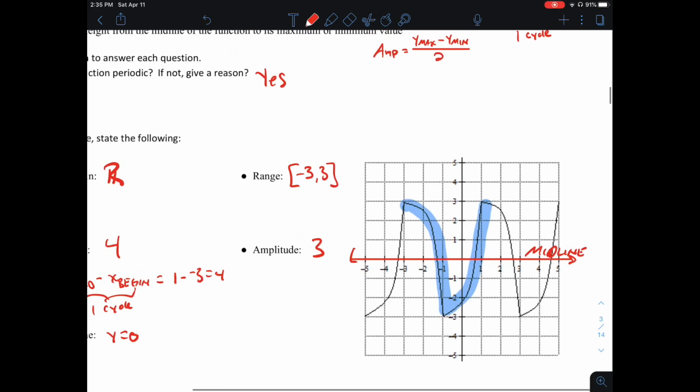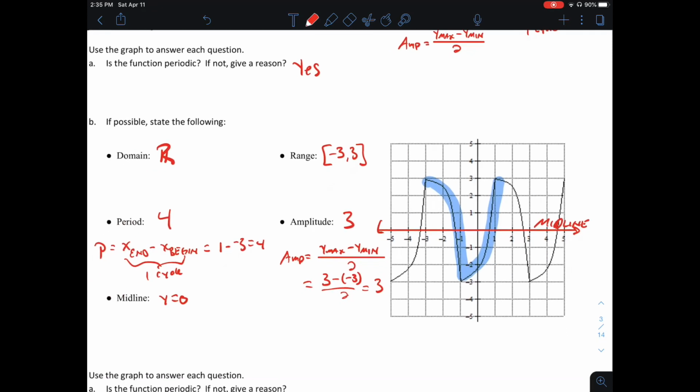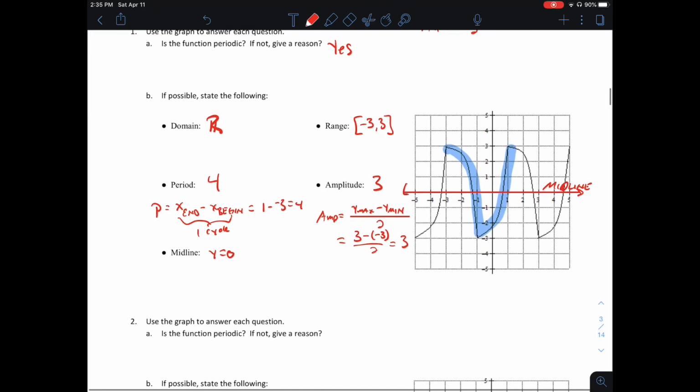If you wanted a formula for amplitude, it's y max minus y min divided by 2. Our y max is 3, our y min is -3. That's going to be 6 over 2, which is 3. You don't have to show that work unless you're asked to, and I likely won't ask you to. So that completes one example of a periodic function answering these questions. Let's check out another.